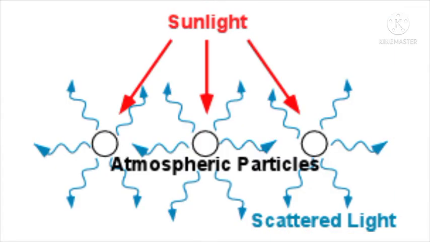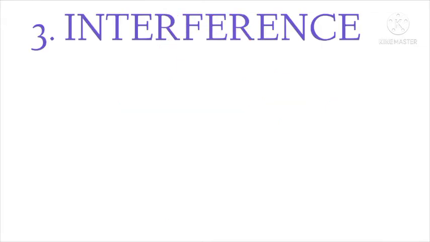Scattering occurs when light or other energy waves pass through an imperfect medium, such as air filled with particles of some sort, and are deflected from a straight path. A great example is when the sun's rays pass through clouds. The light is deflected off of its straight path and scatters in many directions. Number 3. Interference.